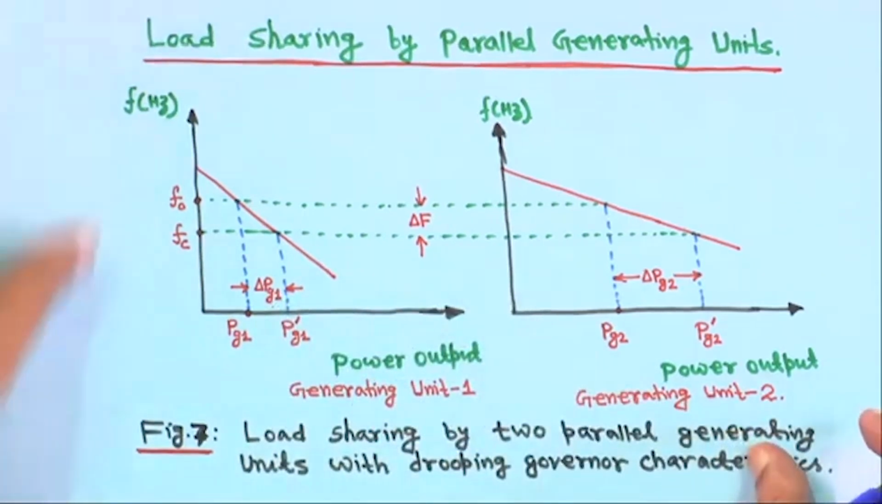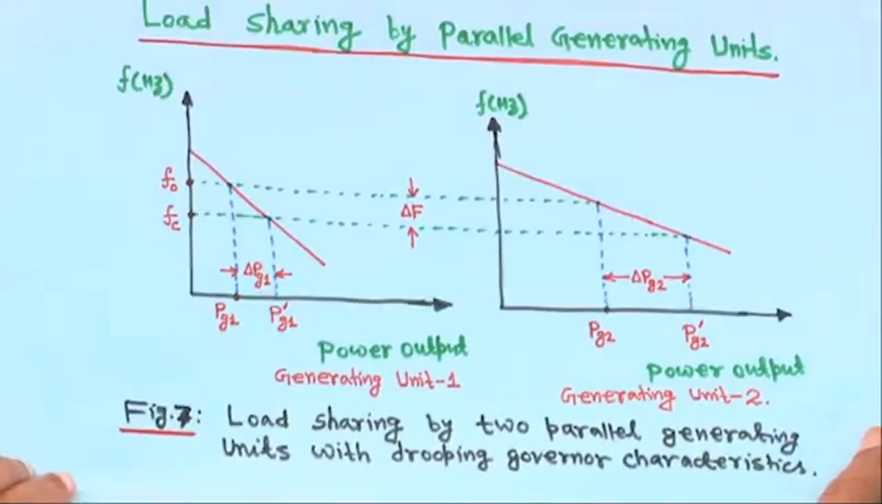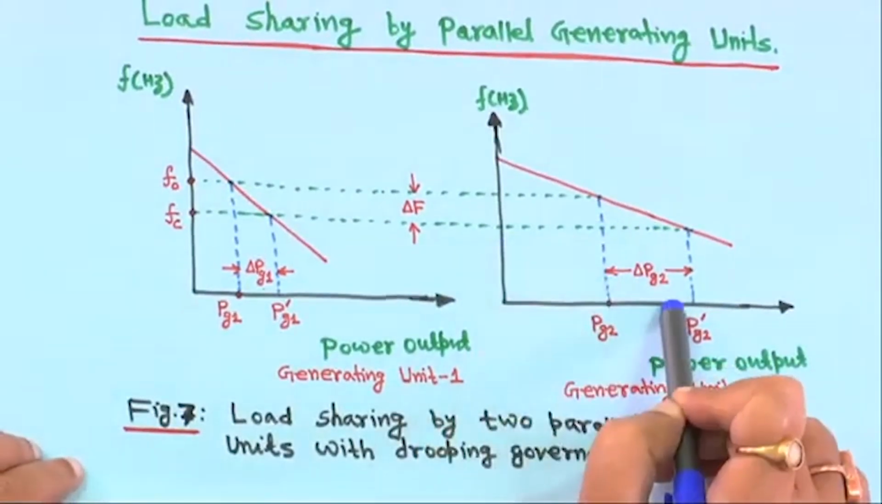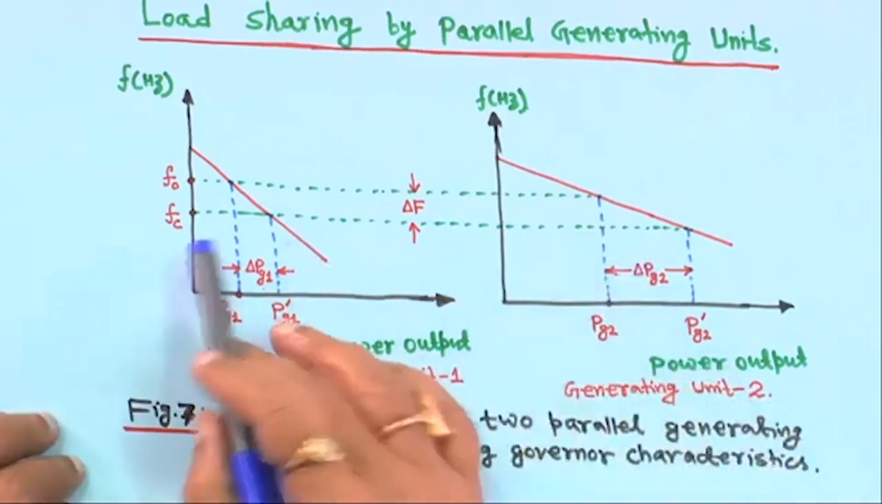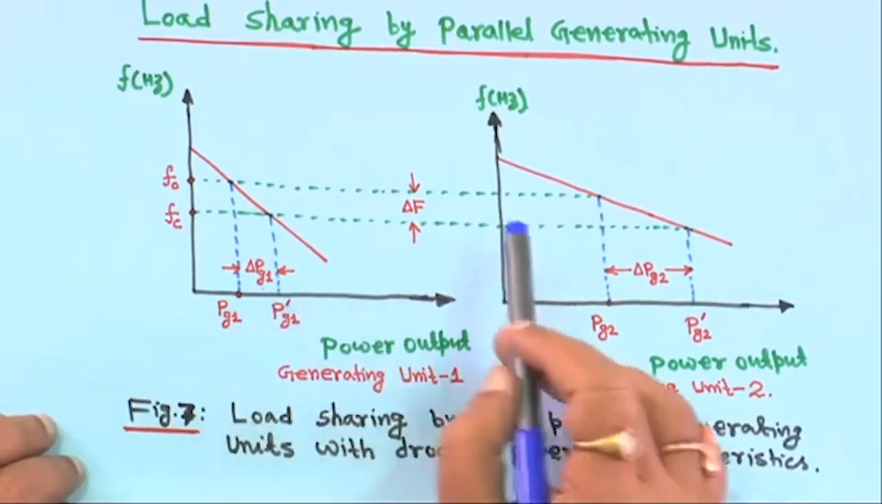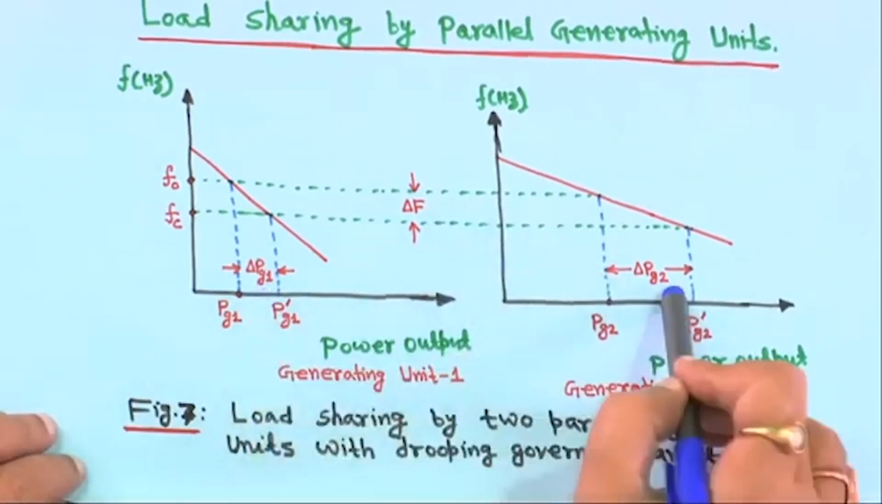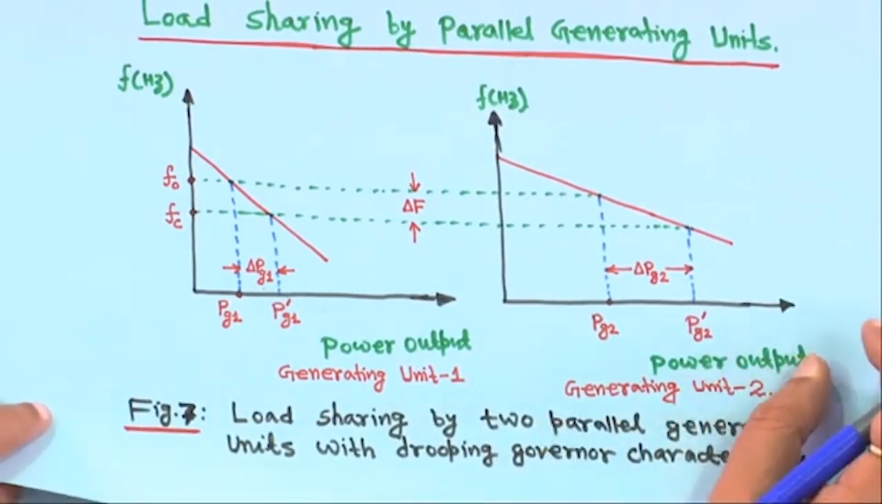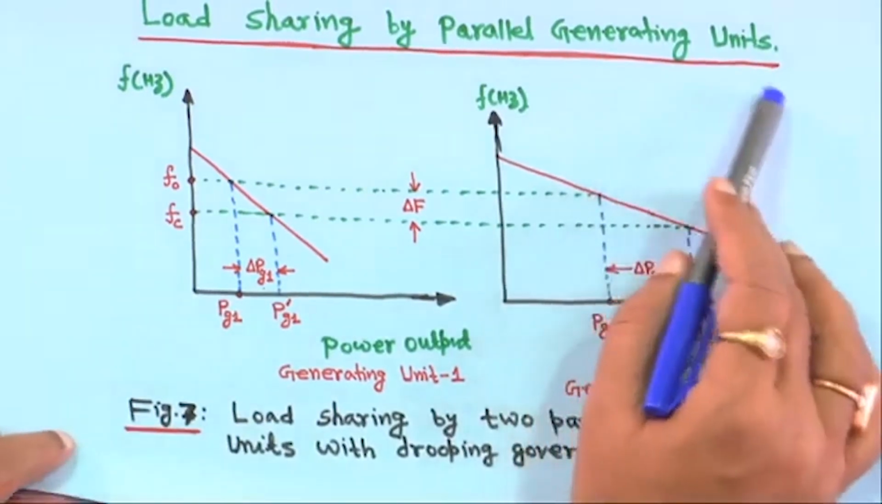In this case, the speed droop R2 will be delta F upon delta Pg2, and R1 will be delta F upon delta Pg1. So delta F will remain the same, but the power sharing of the generators will be different. That is the load sharing by parallel generating units.